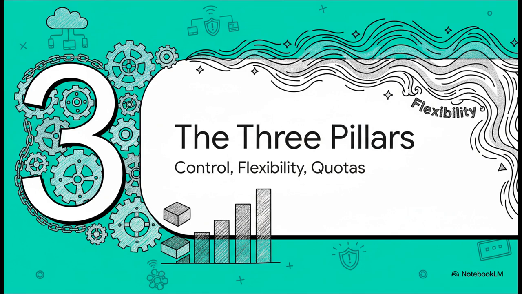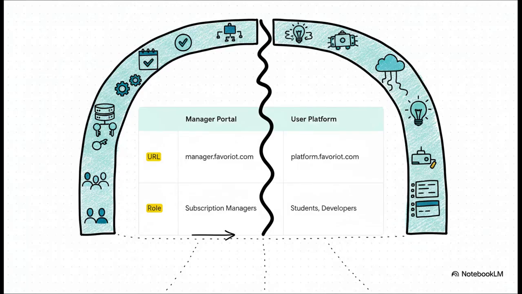All right, so let's break down the three big ideas that make this whole ecosystem tick: control, flexibility, and quotas. These are really the guts of the system, what makes it all work. First up, control. The way they do this is really smart. They use two separate portals. You've got the manager portal. That's for all the admin stuff like creating users and setting those expiry dates. Then you have the user platform. That's where the students or the developers actually get their hands dirty and do their IoT work. Keeping these two roles separate is absolutely key.